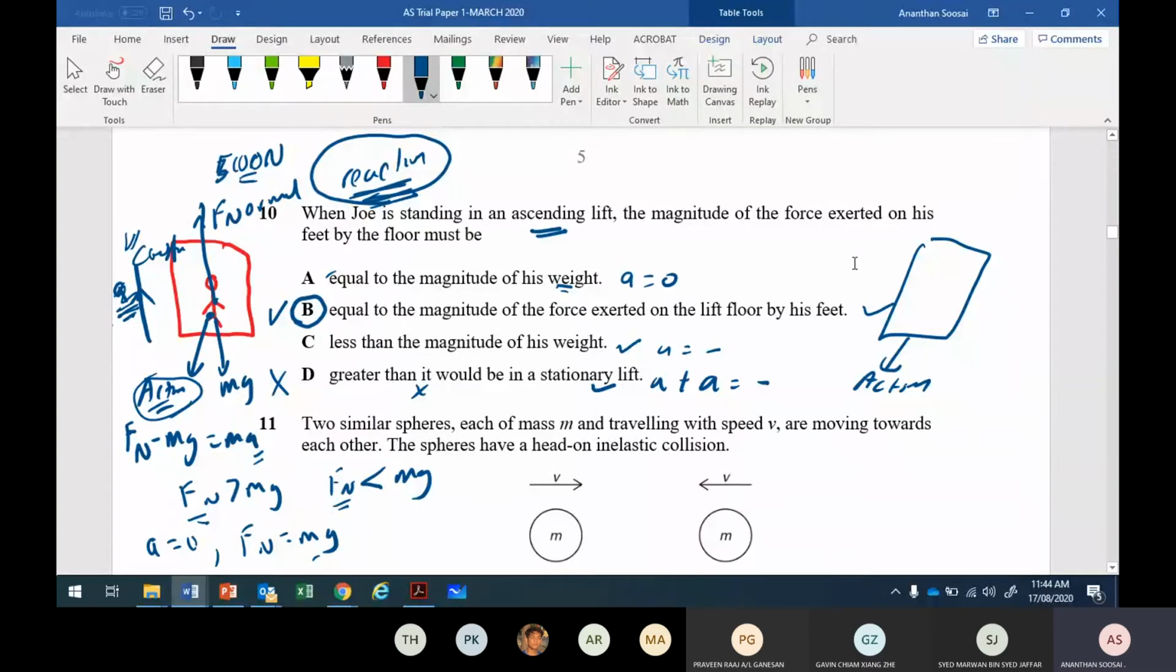So the best answer? Yes, B is the best answer. Every action has an equal and opposite reaction. It covers everything. The force exerted by the feet on the floor is the same as the reaction force, which is actually from the floor to the feet.